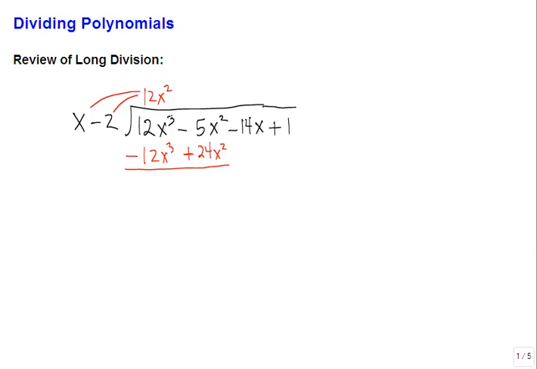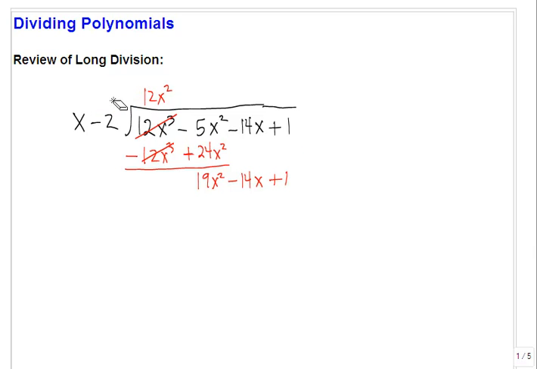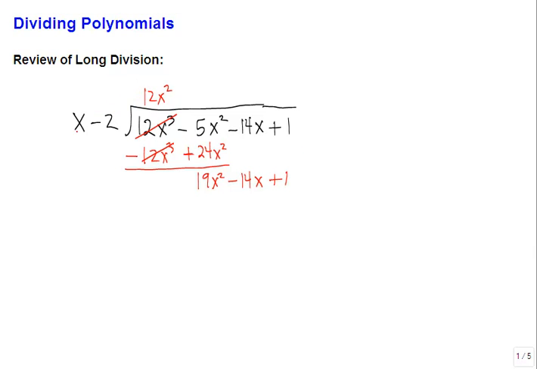Now if you're doing this correctly, these first two terms should cancel out, and our remainder will be negative 5x squared plus a 24x squared, which is going to give me a 19x squared. And I haven't used these two terms yet, so I'm just going to carry those down, and then I'm going to do this all over again. So I'm going to say x times what would give me 19x squared? Well, I need a 19 and I need an x. And we're going to distribute that across to both the x and the 2.